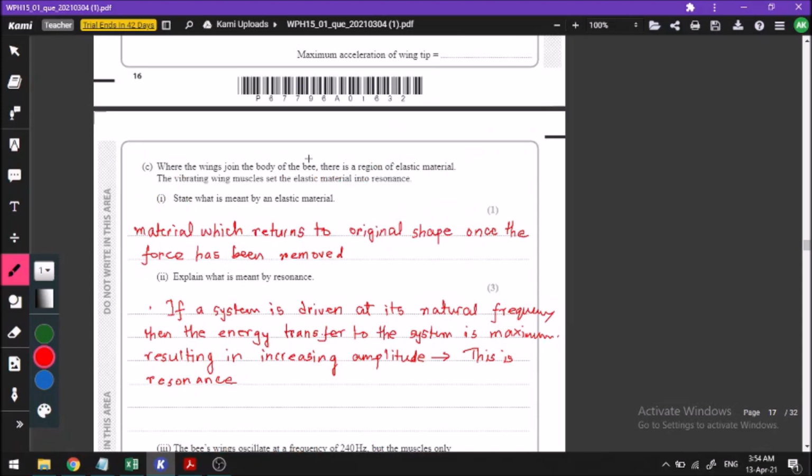Where the wings join the body of the bee, there is a region of elastic material. The vibrating wing muscles set the elastic material into resonance. State what is meant by elastic material. An elastic material is a material which returns to its original shape once the deforming force has been removed. So we can add one word here: deforming force has been removed.